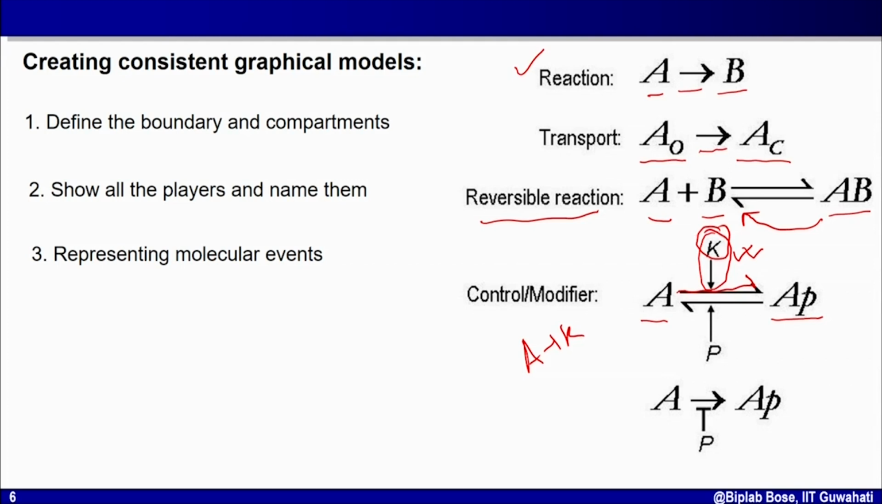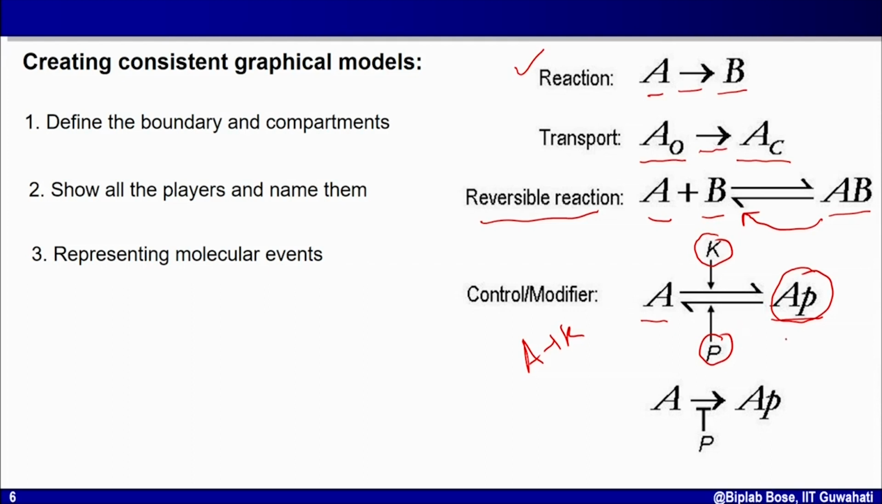Similar thing for a phosphatase. Once your A has become phosphorylated and become AP, it can become dephosphorylated by a phosphatase enzyme. Again, P is representing the phosphatase here, and it is controlling the reversible reaction. So remember what I am doing here. I am representing the control or modifier or the controller of this reaction by these two enzymes K and P, and they are drawn as vertical arrows on the reaction that is controlled by these individual molecules.